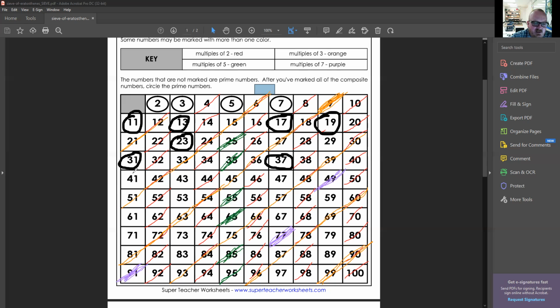Now you can see there's not necessarily a pattern to them. So it's not really easy to predict in terms of this grid setup. But what they all have in common is that they only have 2 factors, 1 and itself. So if you take your time to work through the Sieve of Eratosthenes, oh, there I missed one, you will hopefully be able to find all the prime numbers between 1 and 100. My last one there is 97.